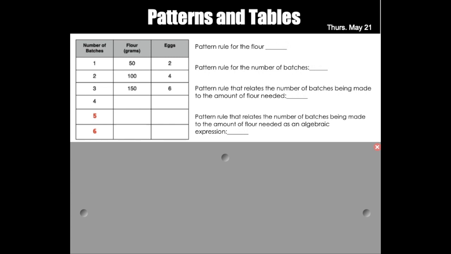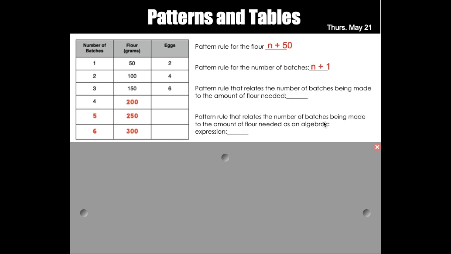Let's go through first and complete the chart for flour. The number of batches is pretty easy. It's just going up by 1. Our flour in batch 1 has 50 grams of flour. In batch 2, it has 100 grams of flour. In 3 batches, it would have 150 grams of flour. In 4, it would have 200 because it seems to be going up by 50 each time. So in 5, I would have 250 grams, and in 6, I would need 300 grams of flour. What's the pattern rule for the flour? I'm adding 50 grams each time, so number of batches plus 50. Pattern rule for the number of batches is plus 1.